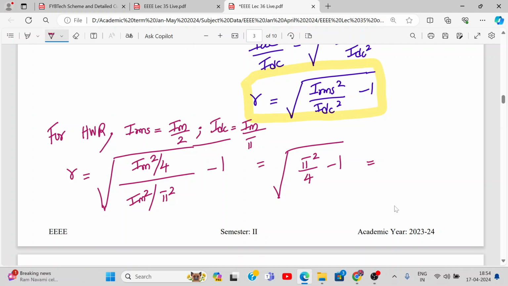Anyone? Anyone with the answer? 1.21. Yes. So ripple factor is 1.21 for half wave rectifier. Oh, 1.12 I've written.